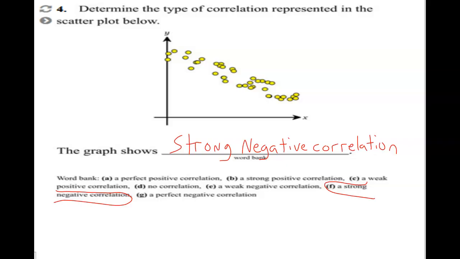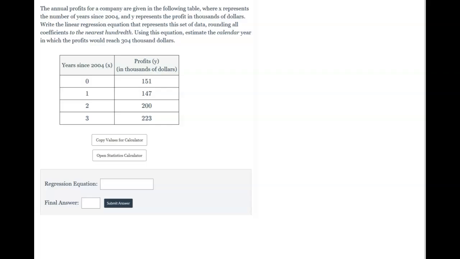Okay, let's take a look at this last question. All right, it says the annual profits for a company are given in the following table, where X represents the number of years since 2004 and Y represents the profit in thousands of dollars. Write the linear regression equation that represents the set of data rounding all coefficients to the nearest 100. Using this equation, estimate the calendar year in which the profits would reach $304,000. All right, so here we go.